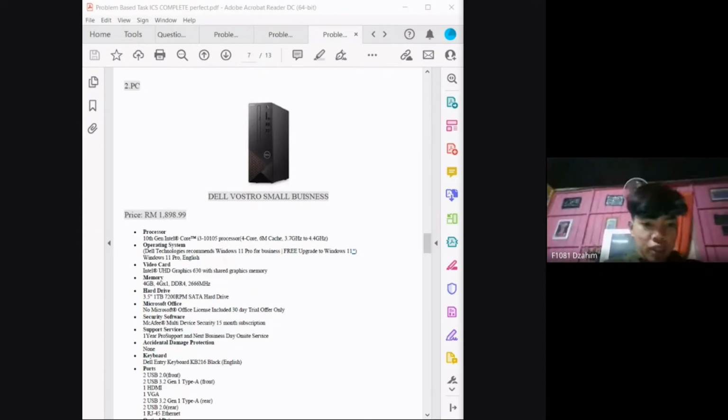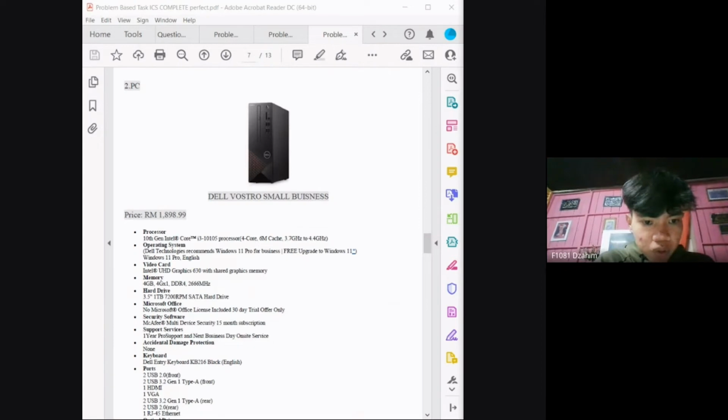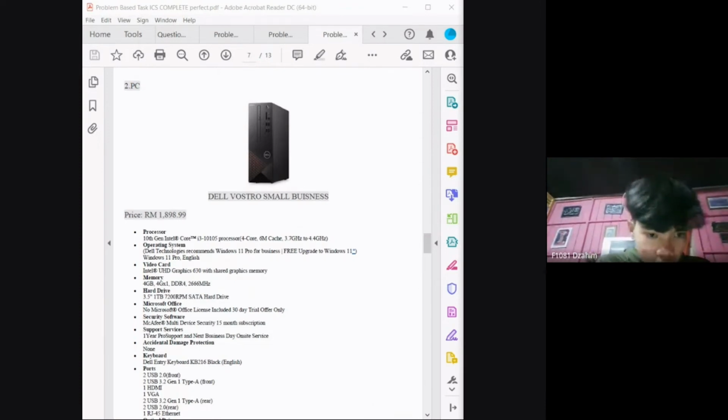The hard drive is 3.5 inch 1 terabyte 7200 RPM SATA hard drive. The Microsoft Office: no Microsoft Office license included, 30-day trial offer only. The security software is McAfee Multi-Device Security 15-month subscription.